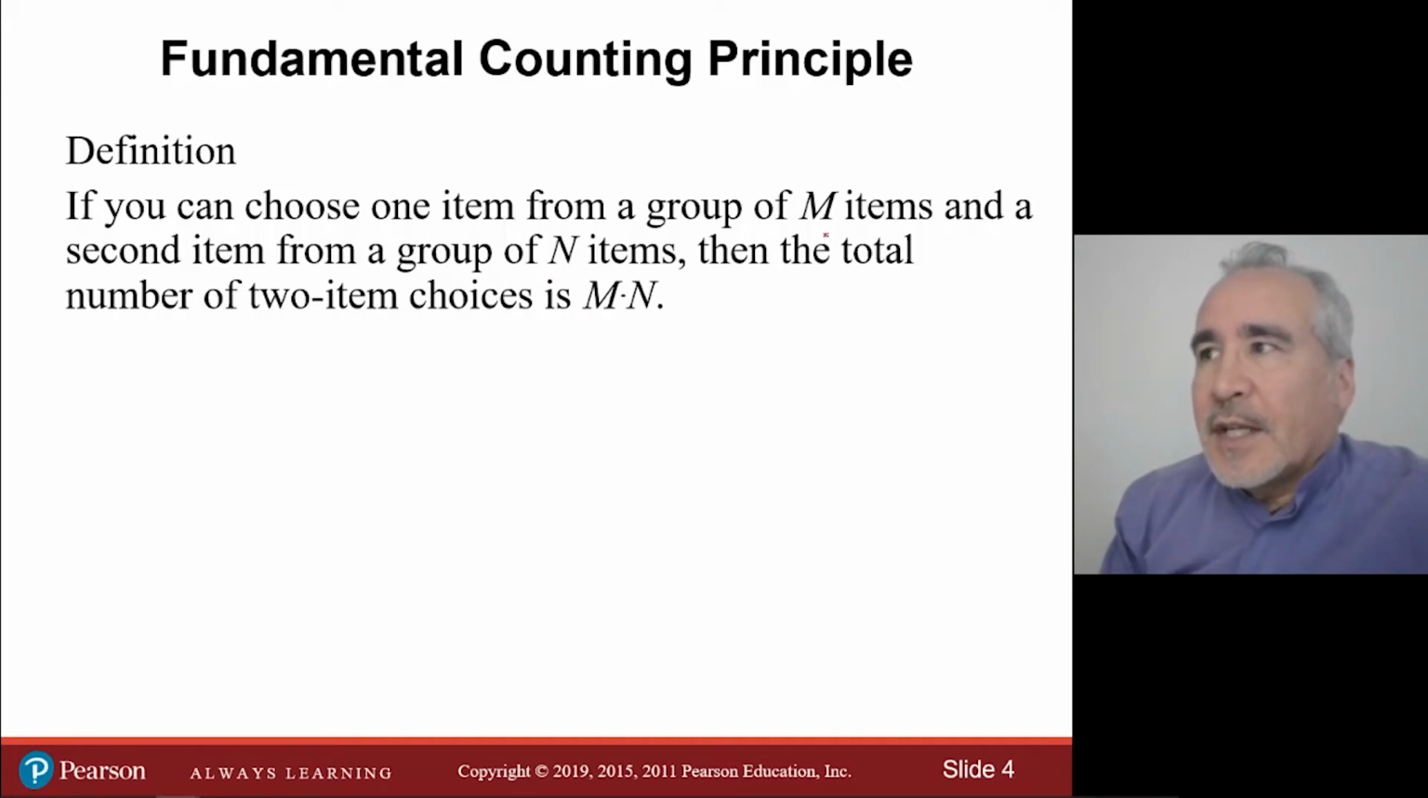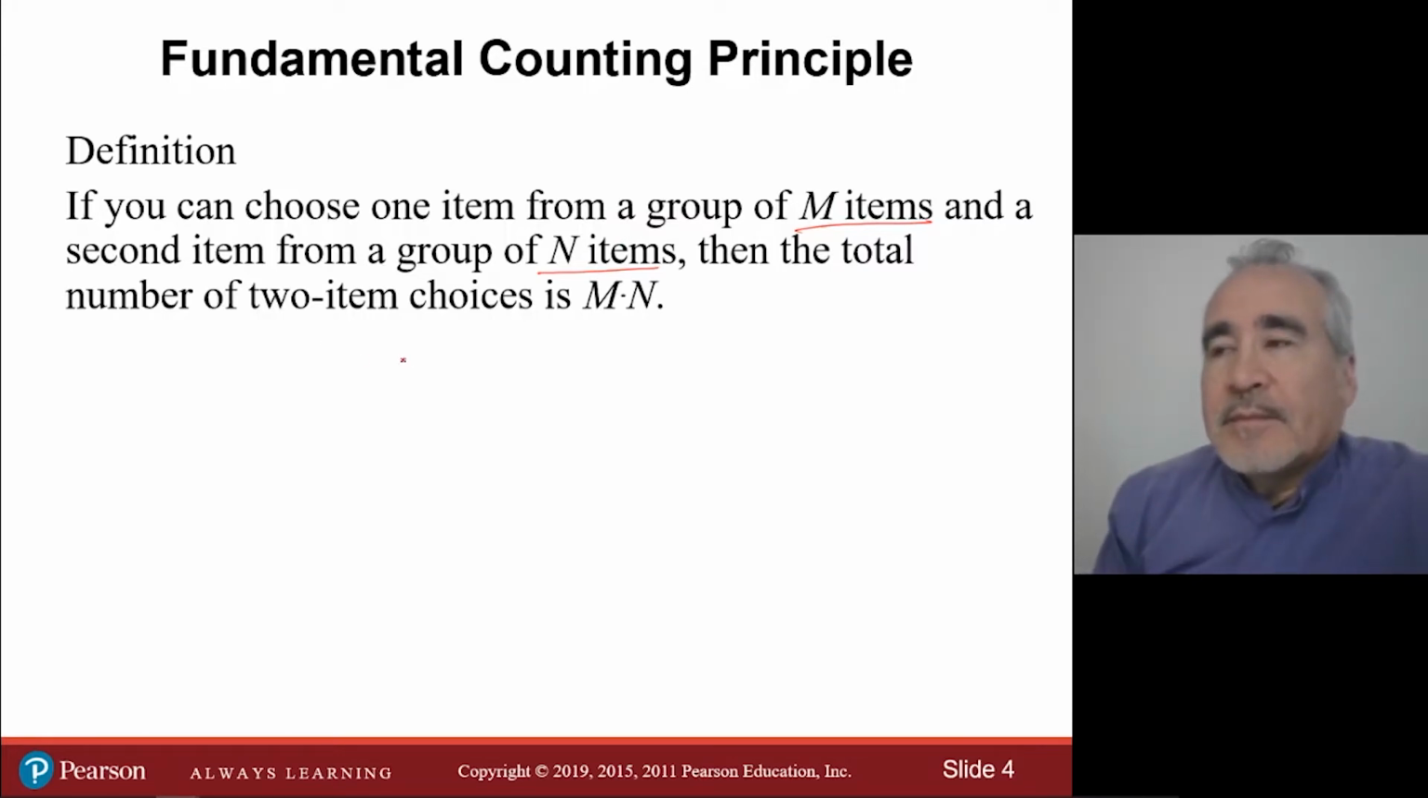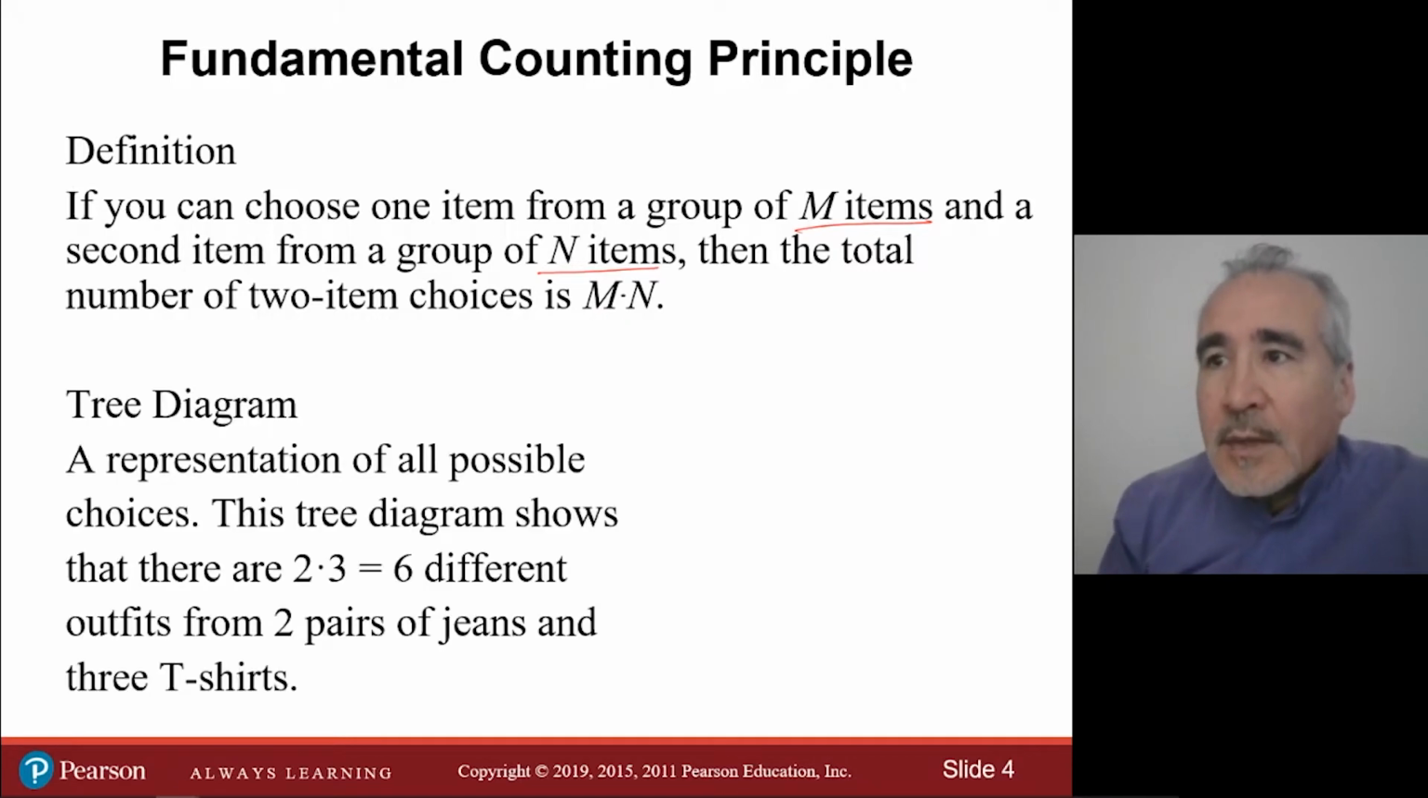If there are m items, so m could be, say, 3, and then there's a second group where we're making some other choices. Say on a menu, you have m appetizers to choose from, and n entrees. How many different meals could you make based on having an appetizer and an entree? m times n. So that's what it's going to be. And let's see visually how that works. We can use a tree diagram to show that all we need to do is multiply.